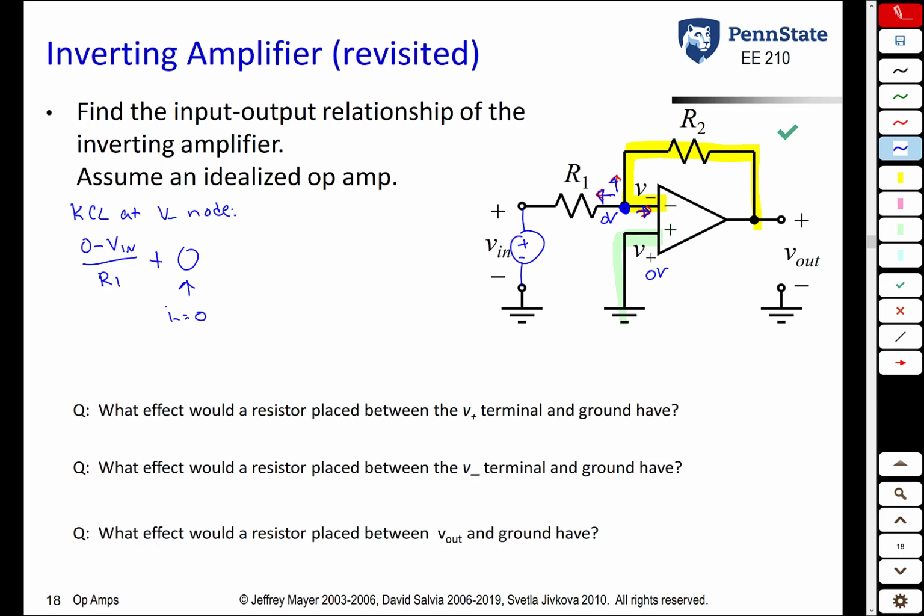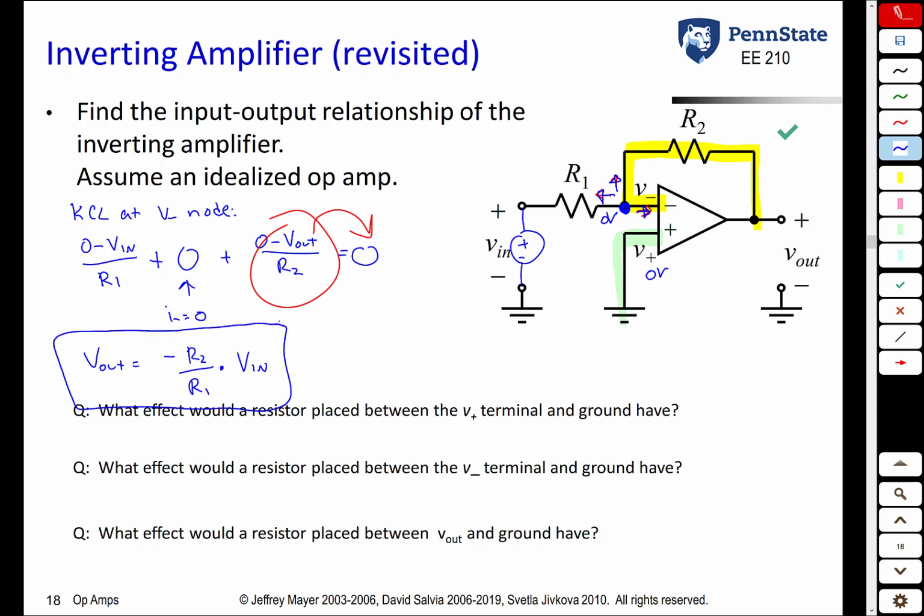Third is the current going up. That's going to be 0 volts minus V out over R2. So we get 0 minus V out over R2. The sum of those three currents is equal to 0. Now we play around with this equation to write V out as a function of V in. Bringing this to the other side and multiplying everything by R2, we get our final answer that V out is equal to negative R2 over R1 times V in.